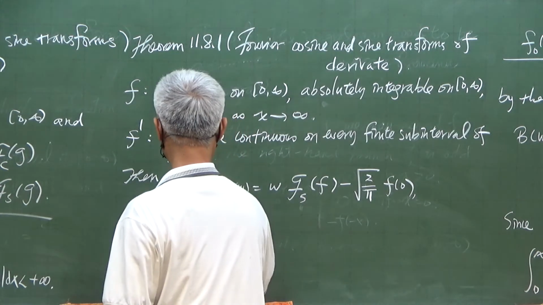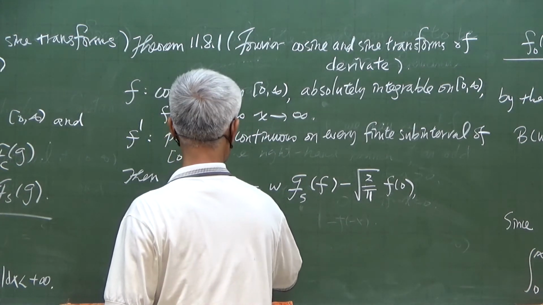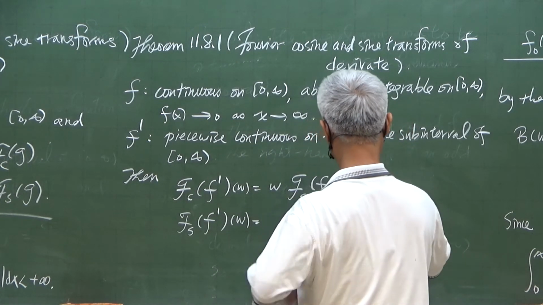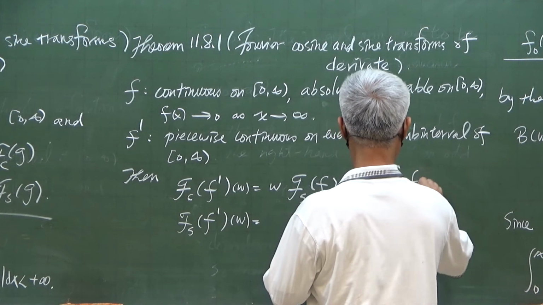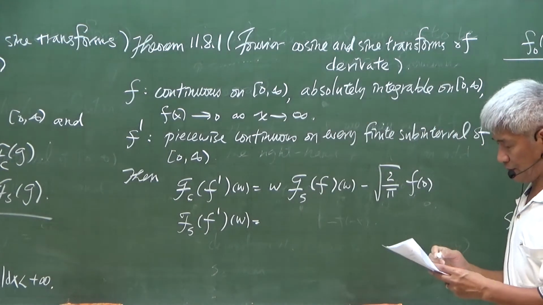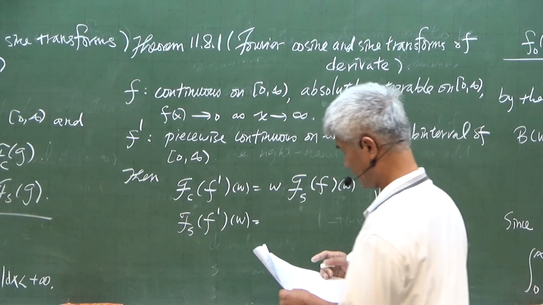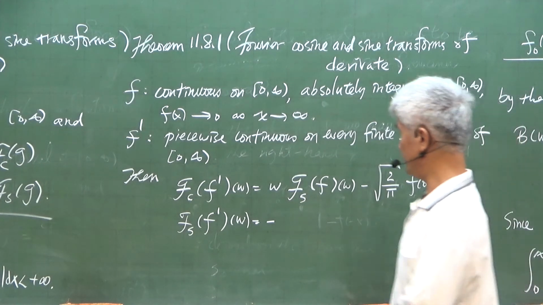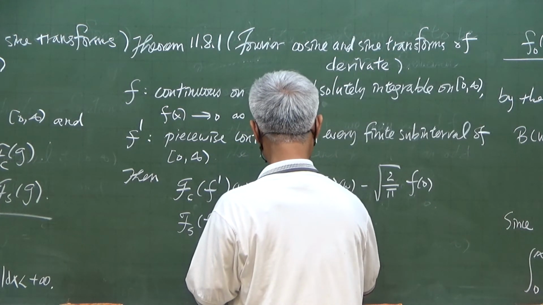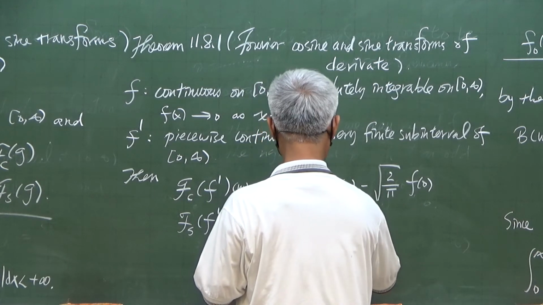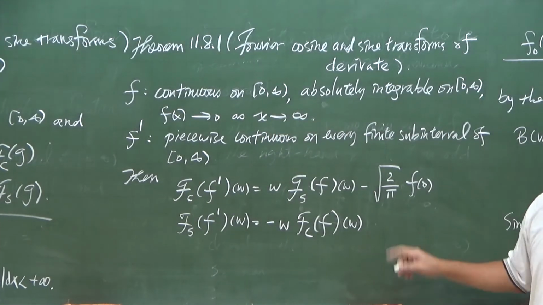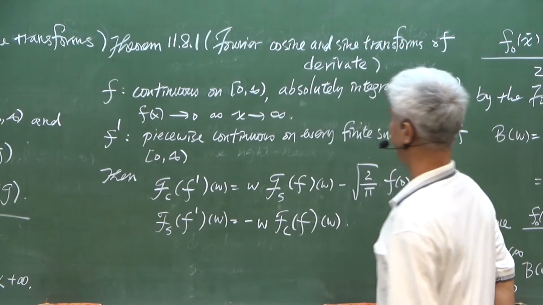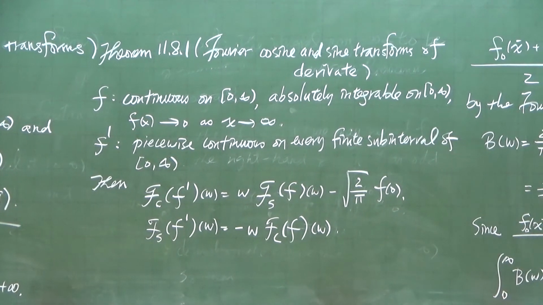Now how about the Fourier sine transform? Oh, I'm sorry, I have to write down, it's a function of w. I put w here. For the Fourier sine transform of the derivative, it is equal to minus w times the Fourier cosine transform of f. And no other terms, just that. So this is a little bit strange.